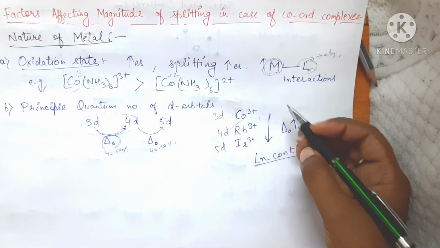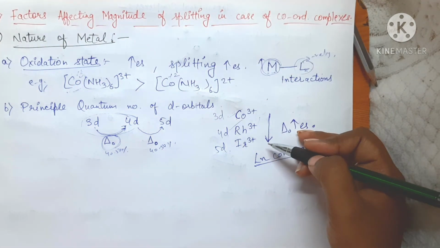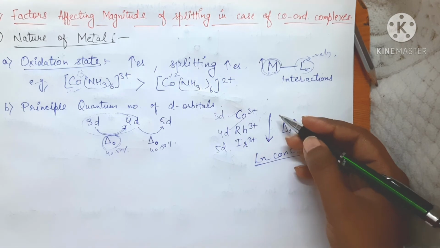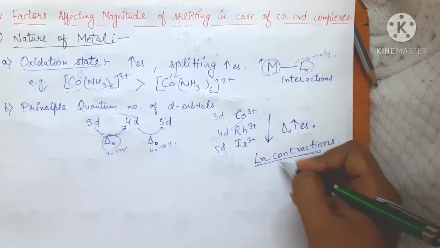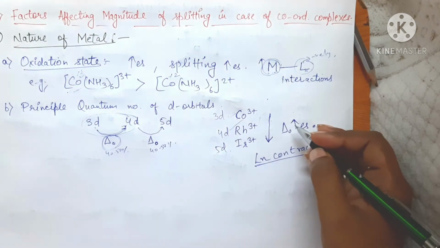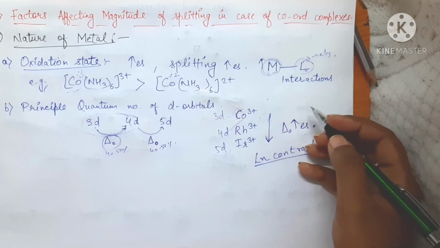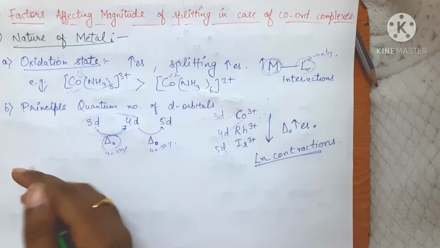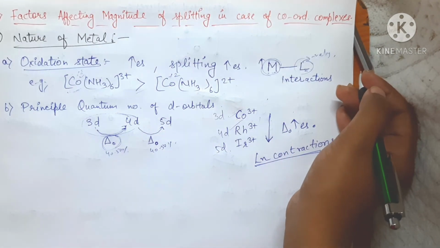So what happens? Moving down the group, due to lanthanoid contractions, size is not going to increase as much, but the charge is increasing. So what happens? Net Z effective increases. Okay, this is the second factor.